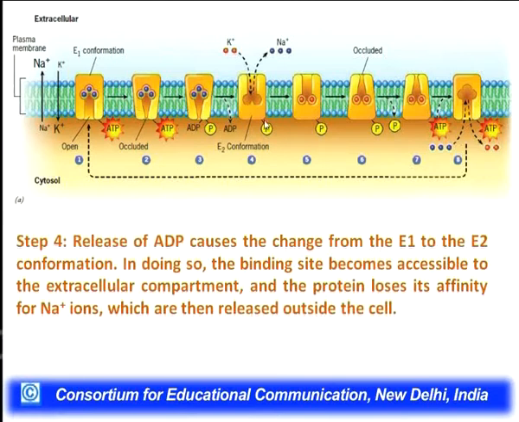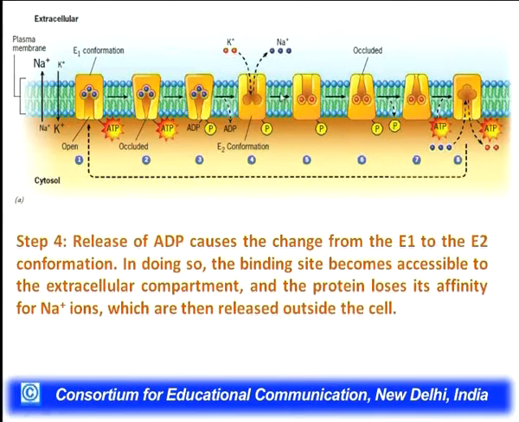So you can very clearly see here, when the ATP hydrolysis has occurred, the conformational change has occurred in the protein molecule, and in this E2 conformation, this particular side has been opened, and therefore the affinity for the sodium also reduces to the ionic binding sites, and the sodium is just released. Now this channel has opened, so sodium is just released.